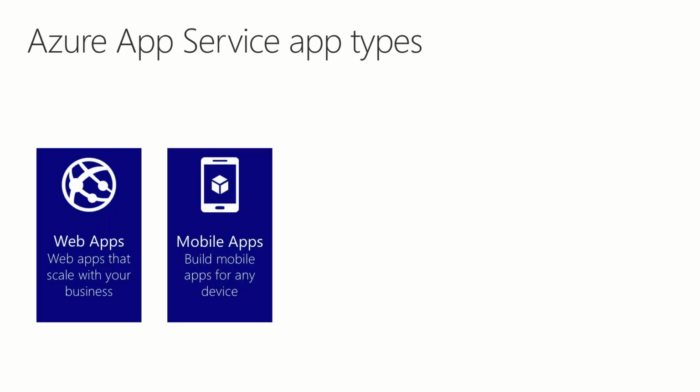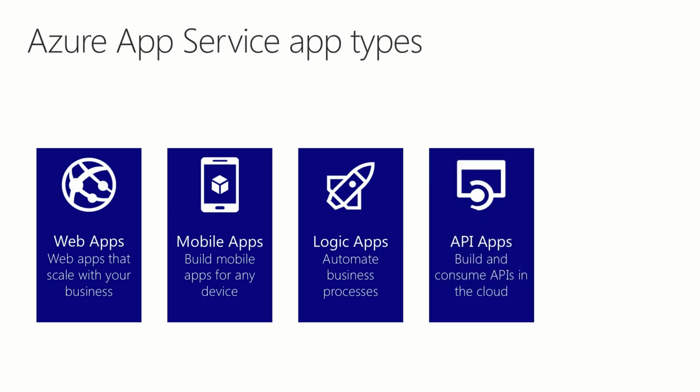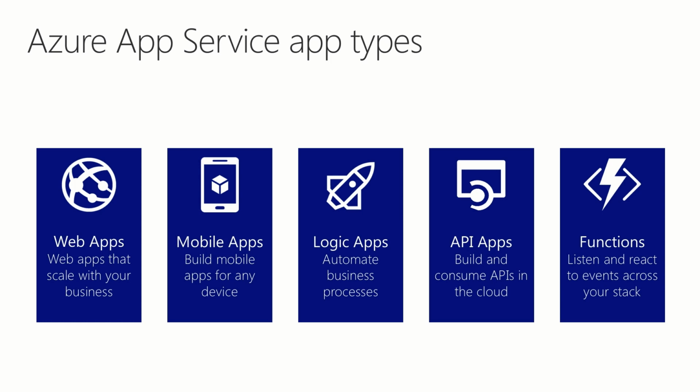Then there's mobile apps for hosting mobile app backends, where we can expose data, we can offer authentication services, and support cross-platform push notifications. Next, there's logic apps. Here we can automate our business processes using a workflow-like orchestration engine. And there's API apps, where you can host cloud-based APIs in the form of web services. And last but not least, there are backend functions that allow you to write server-side logic that can manipulate our server-side databases or react to events that occur within the cloud.